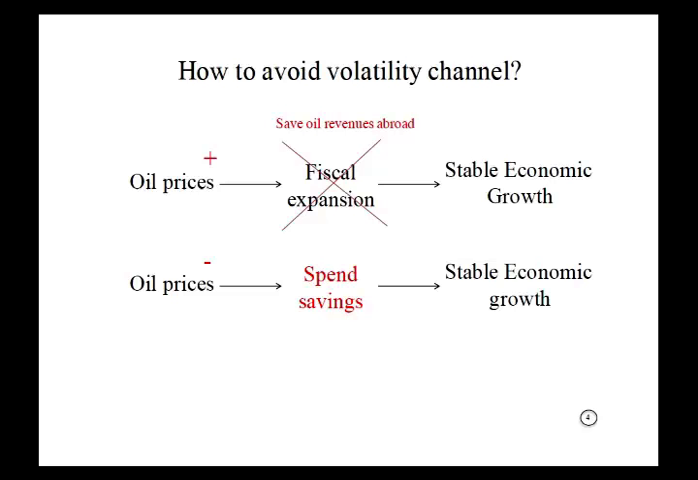So, in a way, you create a buffer against volatility. That's the golden rule of any finance minister. Save during the good times, spend the savings during the bad times. Exact opposite of what the Labour government did here in the 2000s. Right? During the boom times, the government had a fiscal deficit.